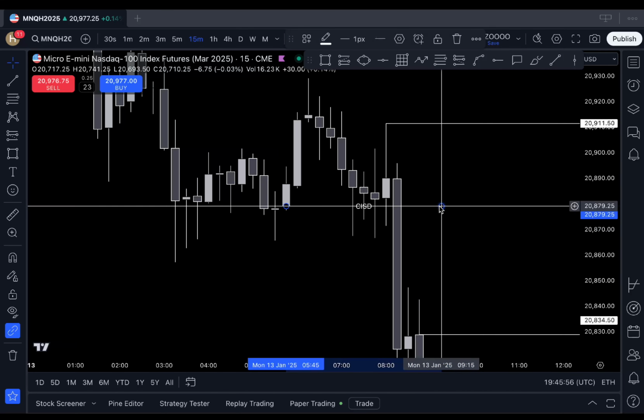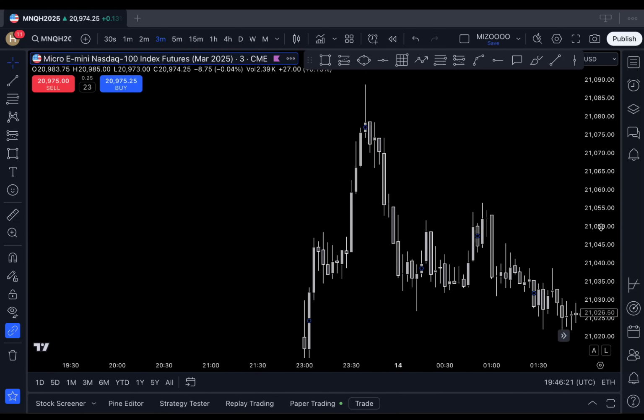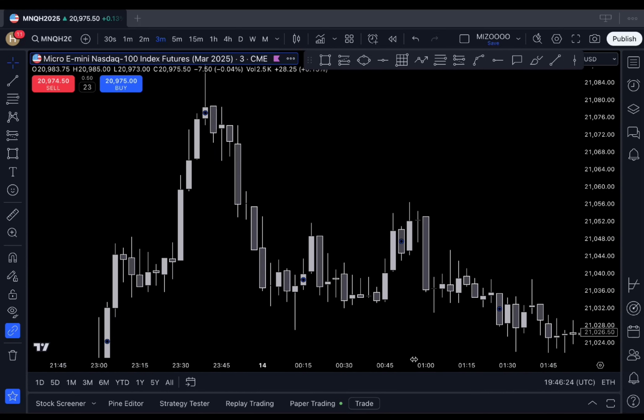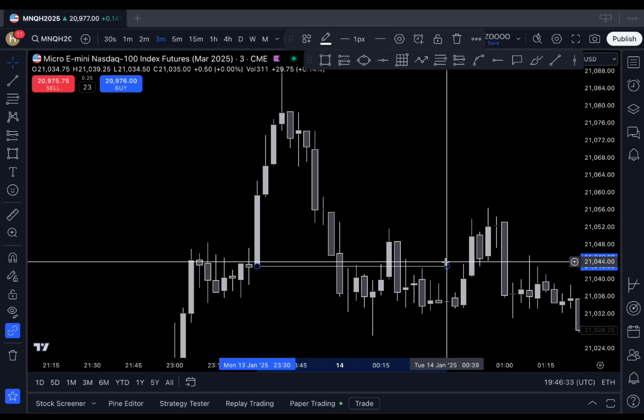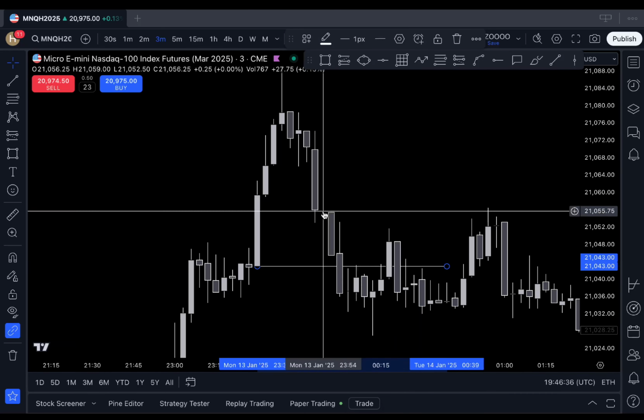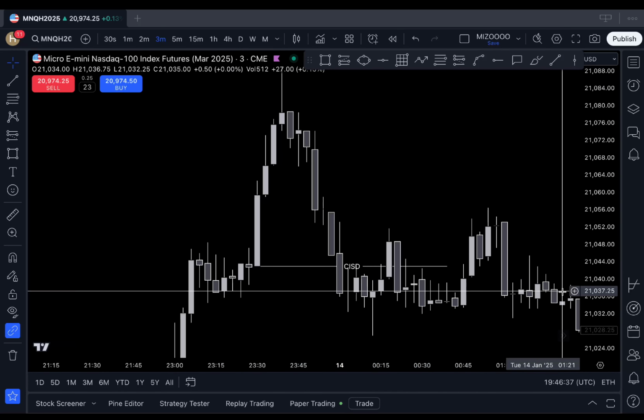Now the higher probability models of this will create a change in state of delivery and an imbalance at the same time. Okay, so look at this, right? If we go down to a low time frame, like the 3 minute, just got to find out where I am here. Okay, let's use this for an example, right? So what we have here is a formation of 4 bullish candles, so that's going to be our bearish change in state, sorry, not an SMT.